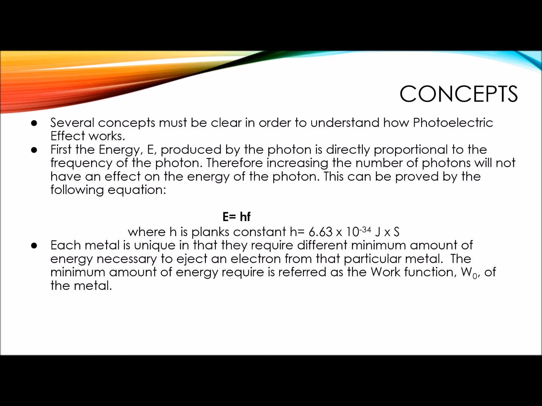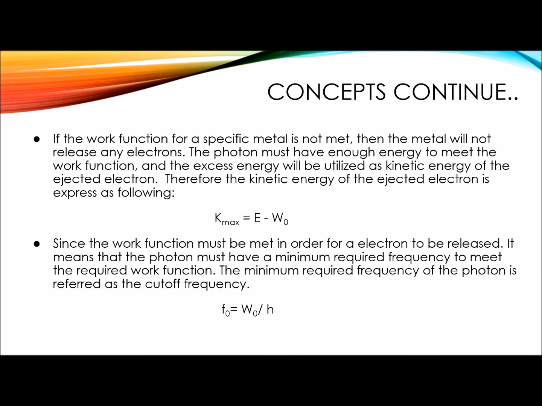Each metal is unique in that it requires a different minimum amount of energy necessary to eject an electron from its particular metal. The minimum amount of energy required is referred to as the work function, W sub 0, of the metal. If the work function of a specific metal is not met, then the metal will not release any electrons. The photon must have enough energy to meet the work function, and the excess energy will be utilized as kinetic energy of the ejected electrons. Therefore, the kinetic energy of the ejected electrons is expressed as follows.